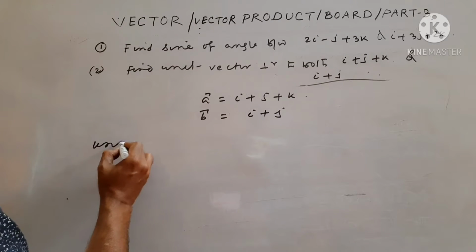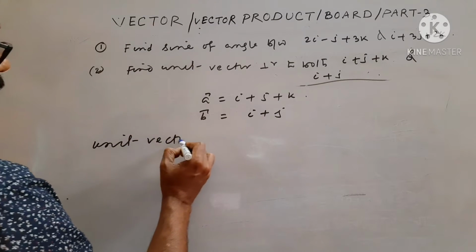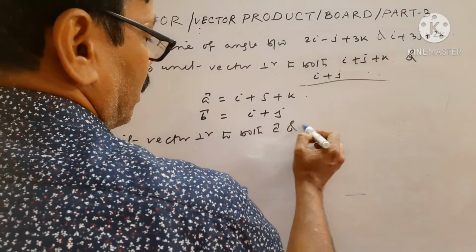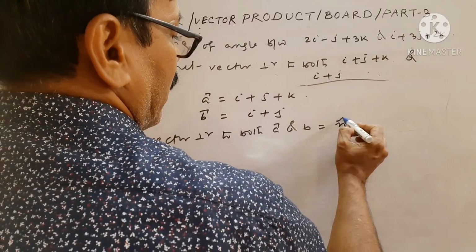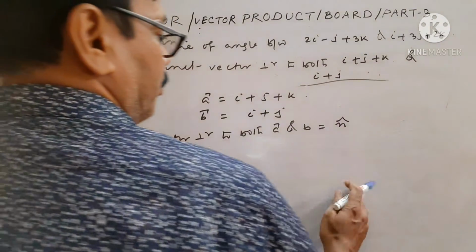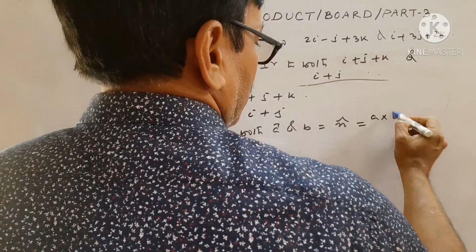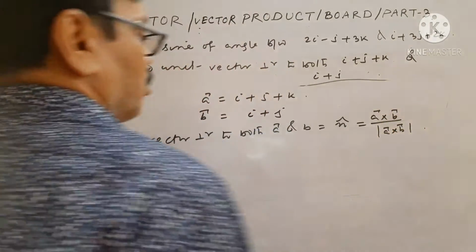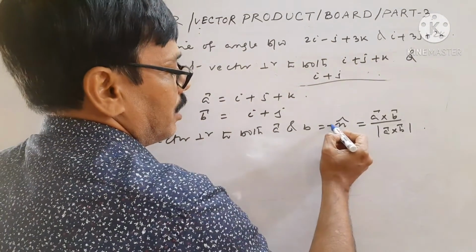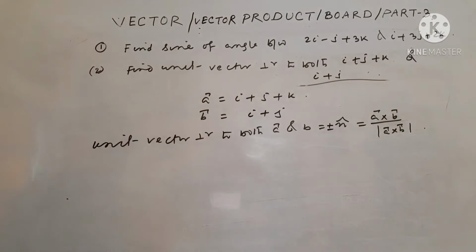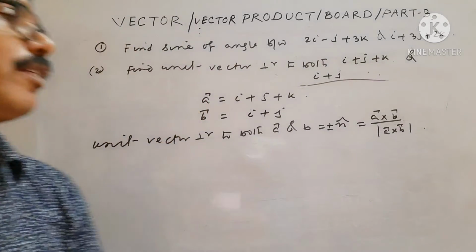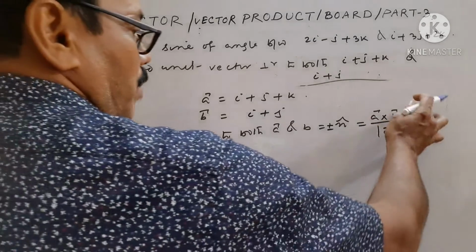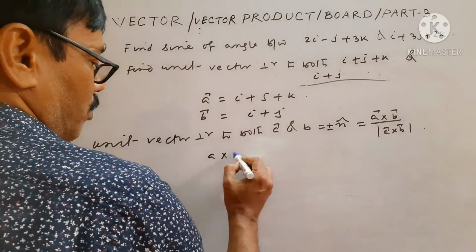So the unit vector perpendicular to both A and B equals n cap. N cap equals A cross B by magnitude of A cross B. So this is n cap. Plus minus n cap you can take also, one for the inward direction, another for the outward. So your main aim is to find A cross B.